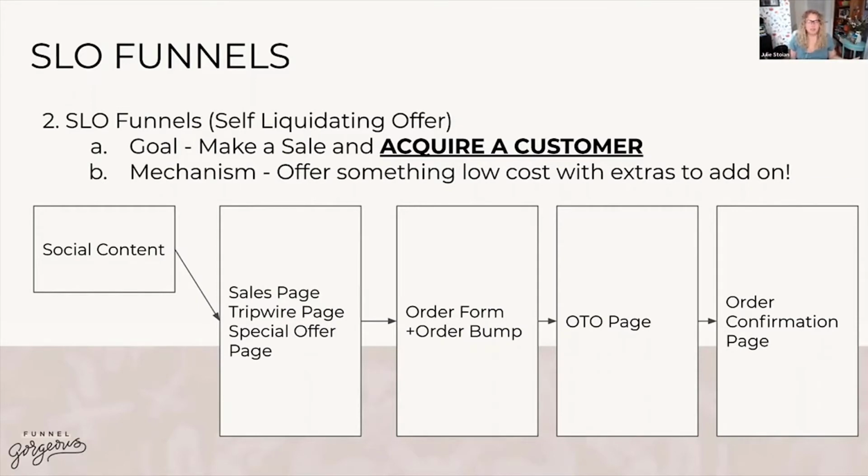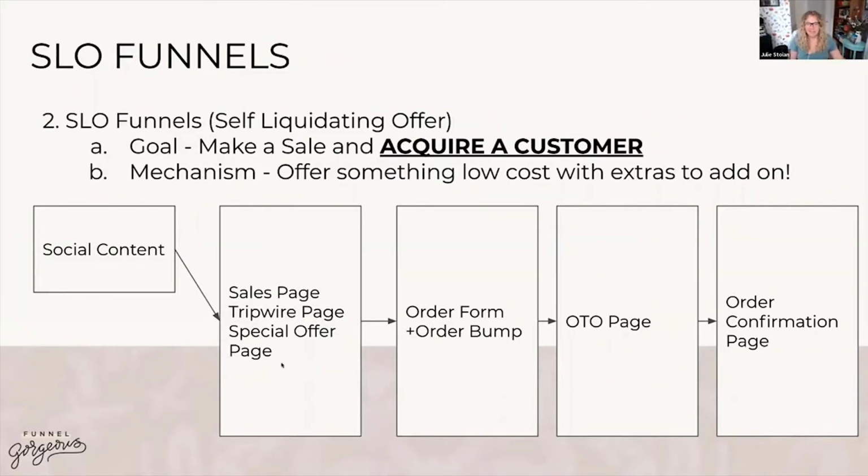And in traditional business, acquiring a customer costs money, right? Every traditional business out there was like, oh, it costs us $50 to get a new customer to come into our shop. With a self-liquidating offer funnel, the game has changed, where maybe it does cost $50 to acquire a customer off Facebook, but we sold them a $50 offer in our slow funnel, and so it broke even. That's why it's called slow. So the goal is to make a sale and to acquire a customer. The mechanism, what we do in these funnels is we offer something super low cost.